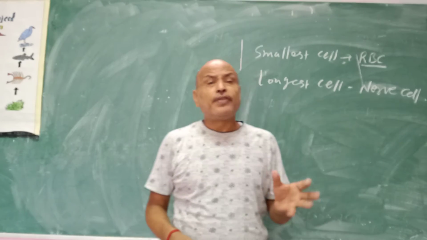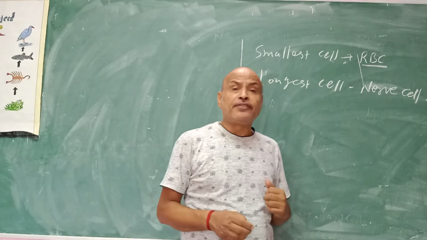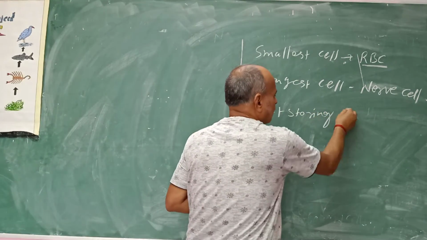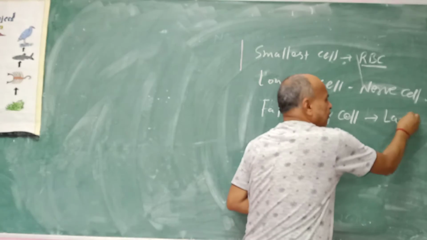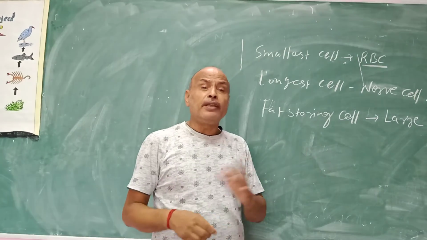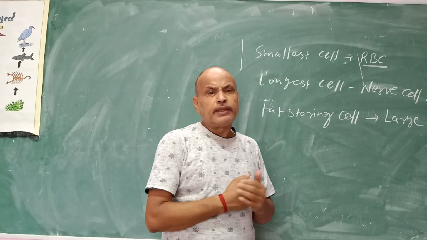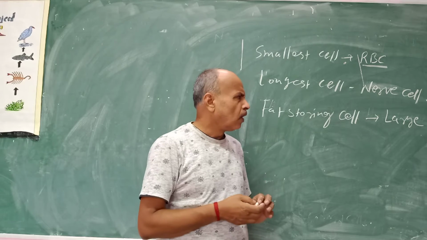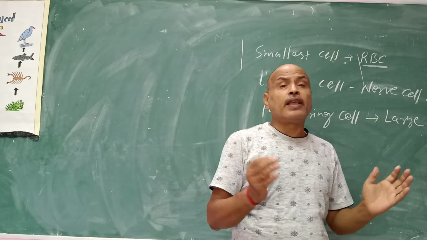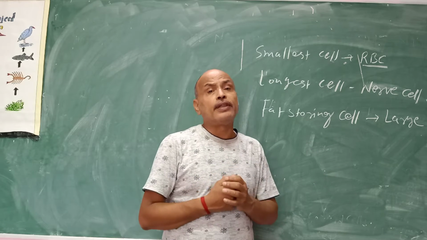In our body, if we see the cell of adipose tissue, means adipocyte cell, fat storing cell, then it is very large as it stores fat. If we see the shape of bone cells, osteocyte, then the shape is irregular. Hence, we can conclude that shape and size of the cell may differ depending upon the functions of the tissues or organs they have to perform.